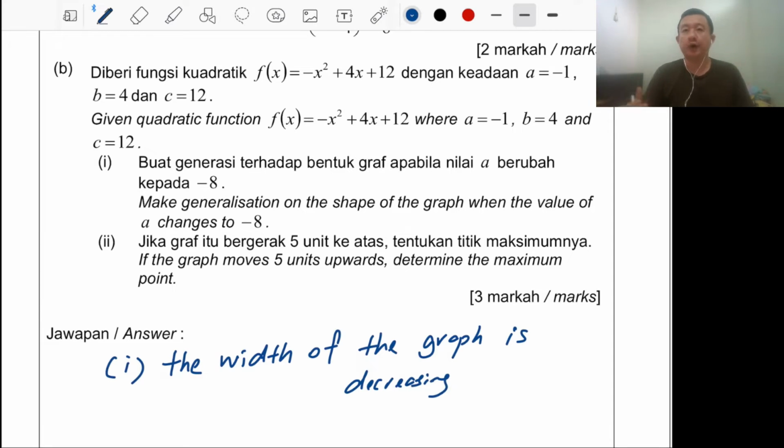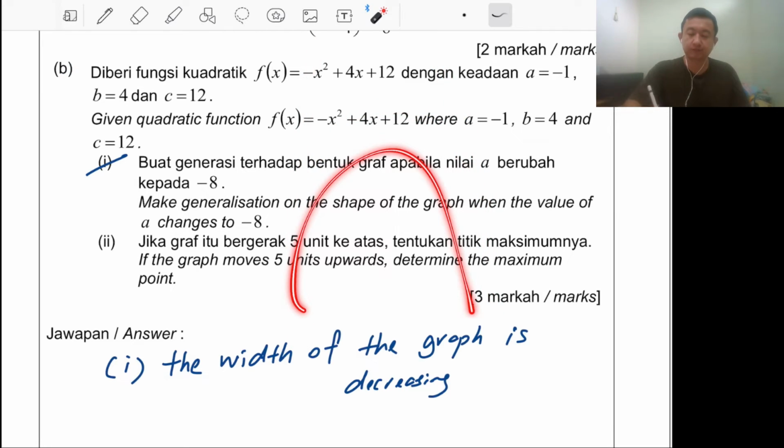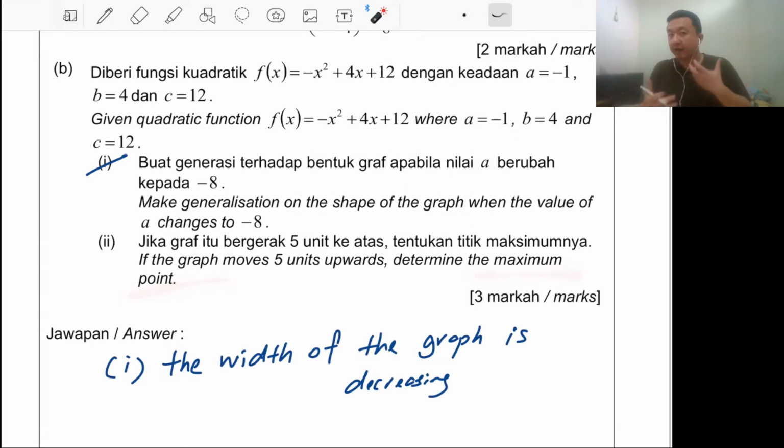Or you can go for the shape of the graph is getting narrower. Right, same thing. Okay, now you look at B2. If the graph moves 5 units upwards, meaning let's say this is the original graph and you move it upwards, then determine the maximum point. Okay, let's figure out the maximum point before we move it upwards. What is the maximum point from here?